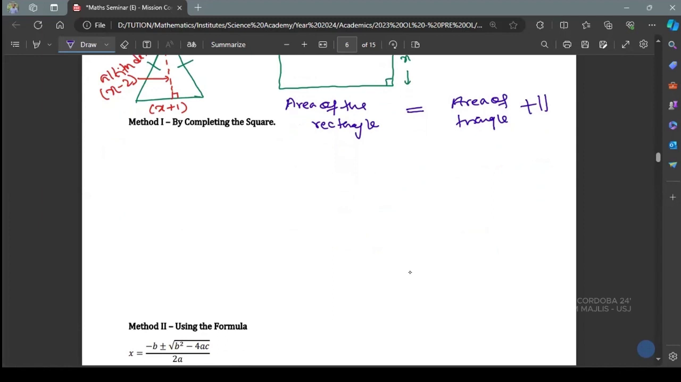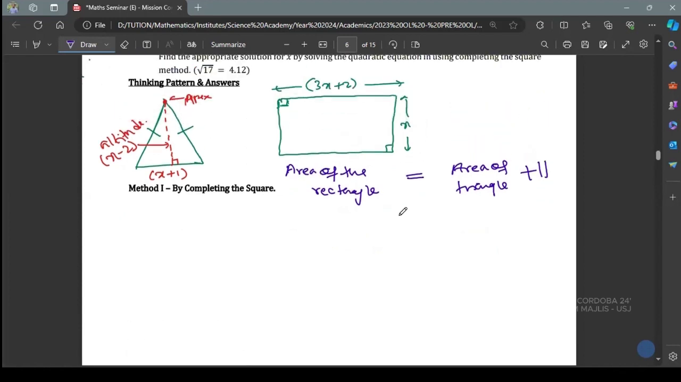So I'm going to derive the equation now. Area of a rectangle is given by, what's the formula? Length into breadth. Very good. So 3x plus 2 is the length, multiplied by the breadth x. You don't have to put the bracket, you can just write x. So they said this is equal to the area of a triangle plus 11.